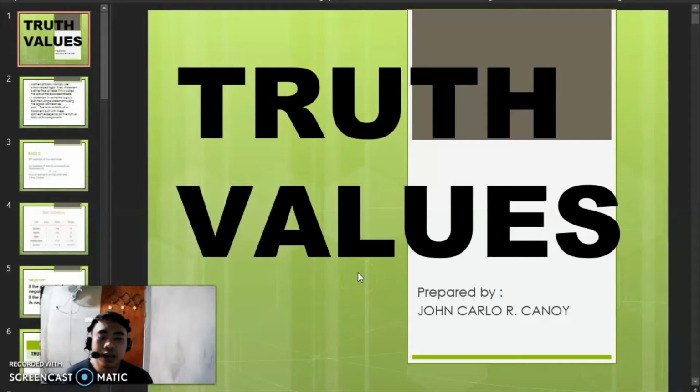So for today, we're about to tackle how to construct a proposition and how to find the elements of the proposition using logical connectives and its truthness and falsity.